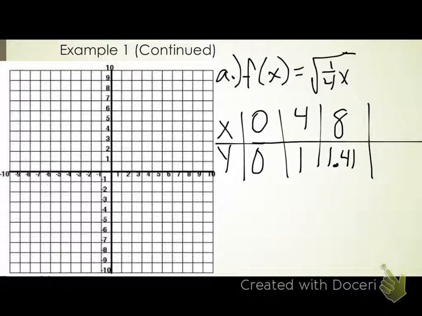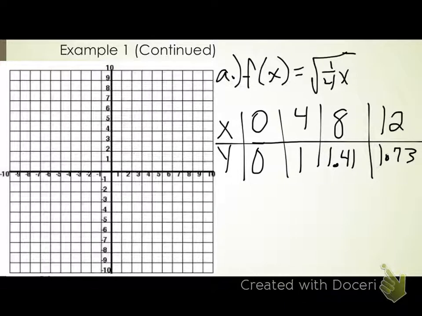What's the next multiple of 4? Not 16. 12. 1/4 times 12 is 3. Type in the square root of 3. Not 3. 1.73. Everyone okay with where I'm getting these numbers from?